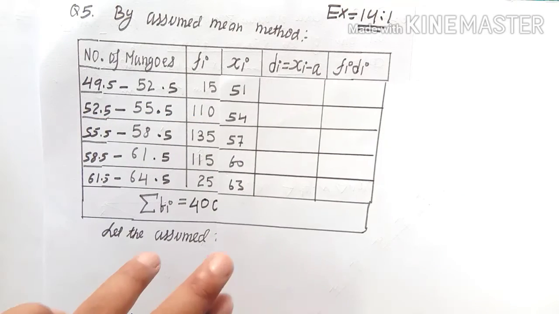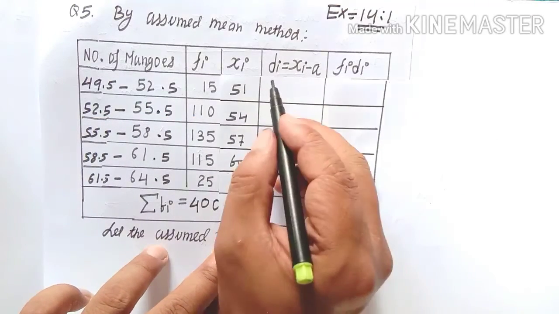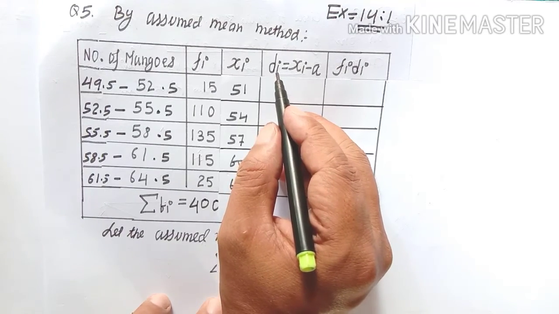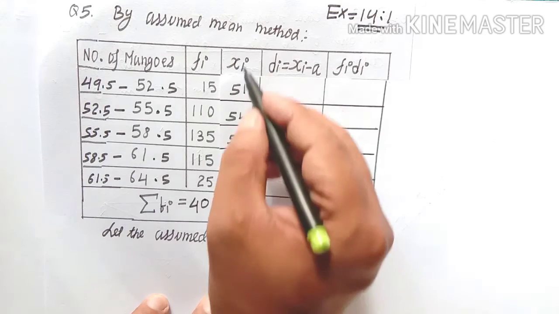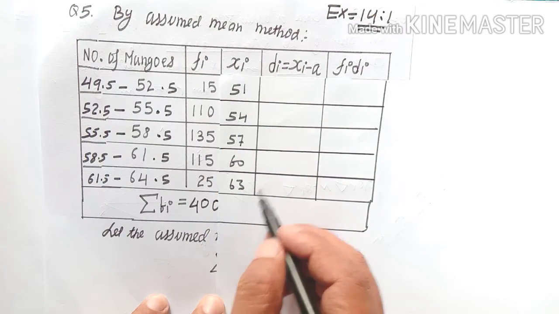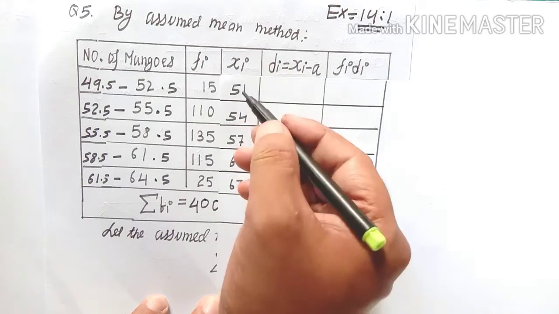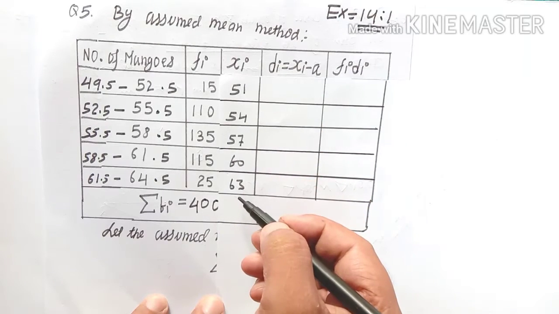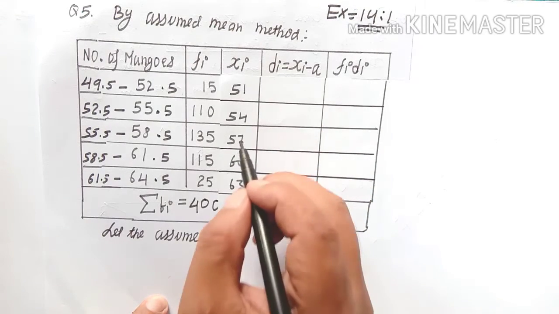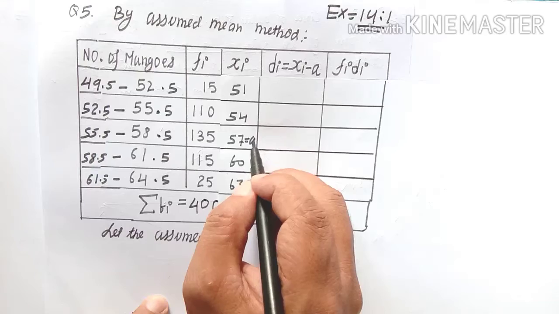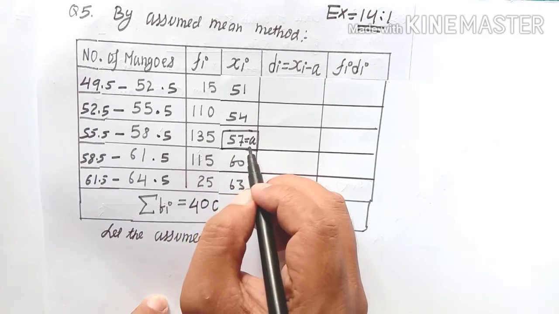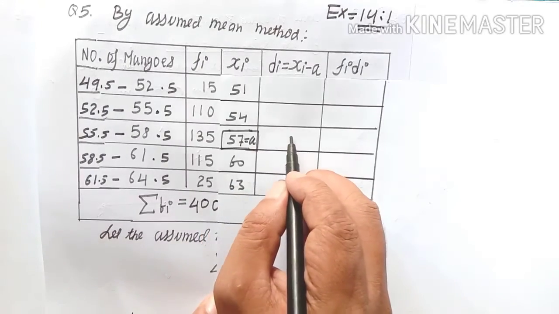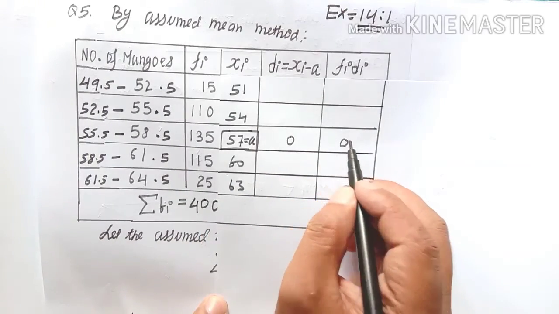Now the next one, deviation. But before that, you have to be very careful with the class mark. Once the value of class mark is incorrect, then everything is of no use. So 1, 2, 3, 4, 5. Pick out the middle value. That is 57, our middle value. That can be labeled A. Once we locate that, fill the other two columns with 0 and 0.